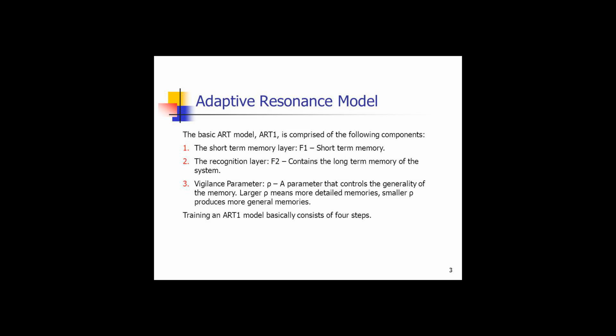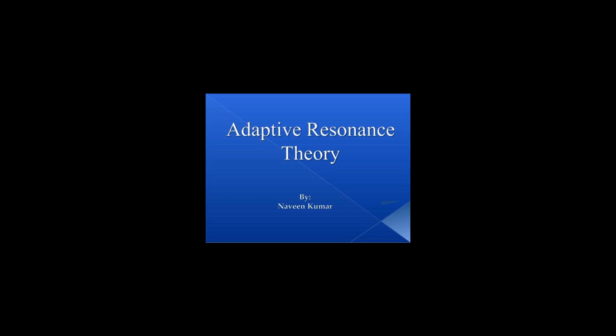ARTMAP, also known as predictive ART, combines two slightly modified ART1 or ART2 units into a supervised learning structure where the first unit takes the input data and the second unit takes the correct output data, then used to make the minimum possible adjustment of the vigilance parameter in the first unit in order to make the correct classification.